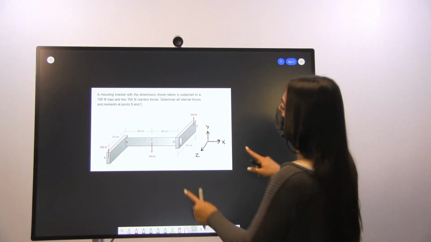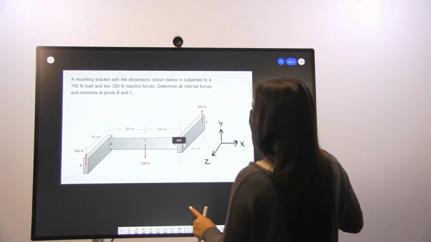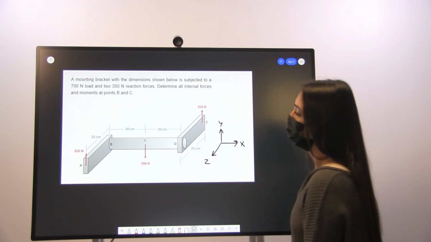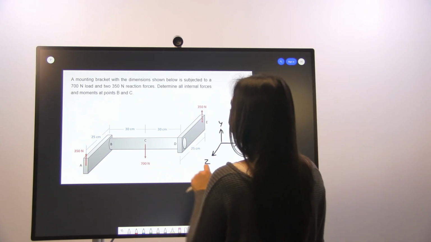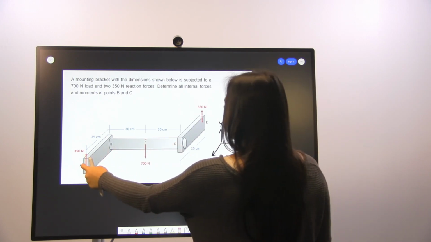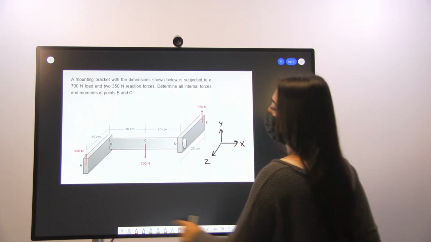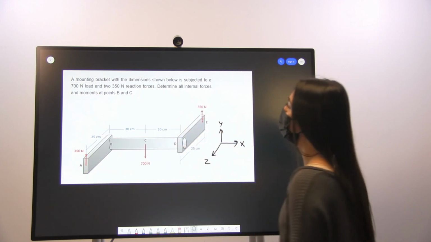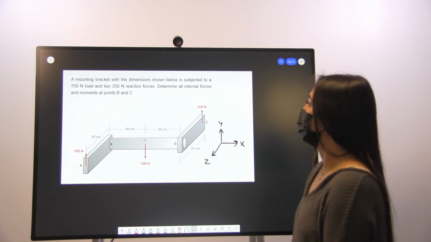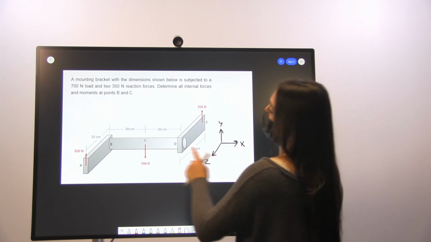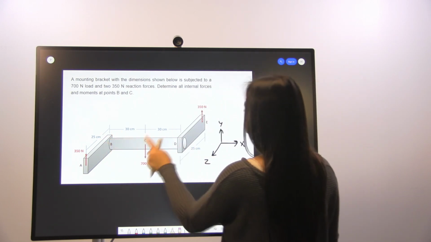So for this problem, we have a mounting bracket with our given dimensions in the diagram that is subjected to a 700 Newton load at point C and 350 Newton reaction forces at point A and point E. And we're tasked with determining all of the internal forces and moments at points B and point C.